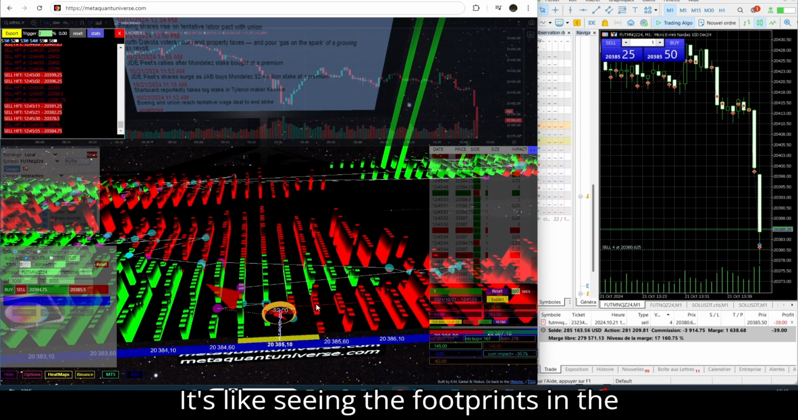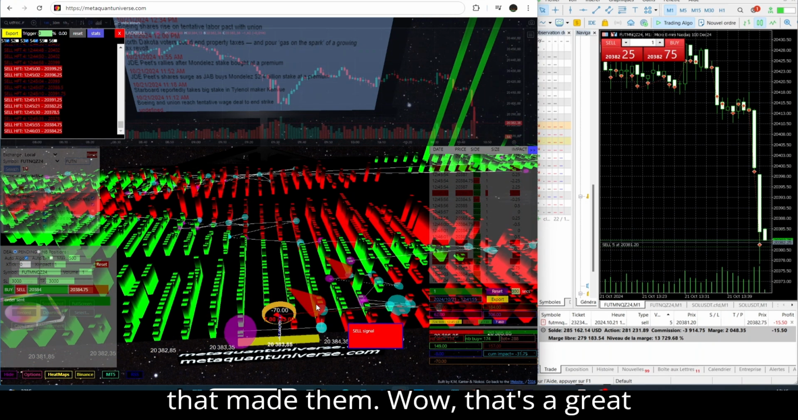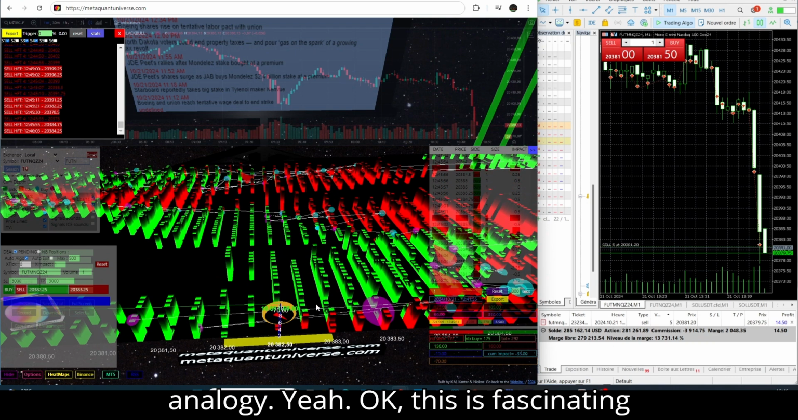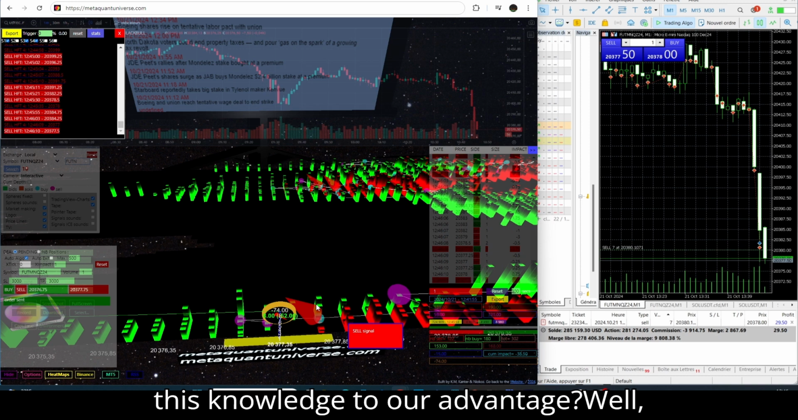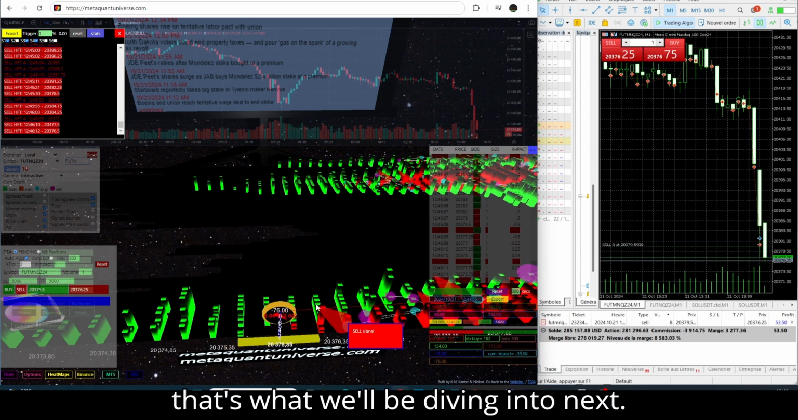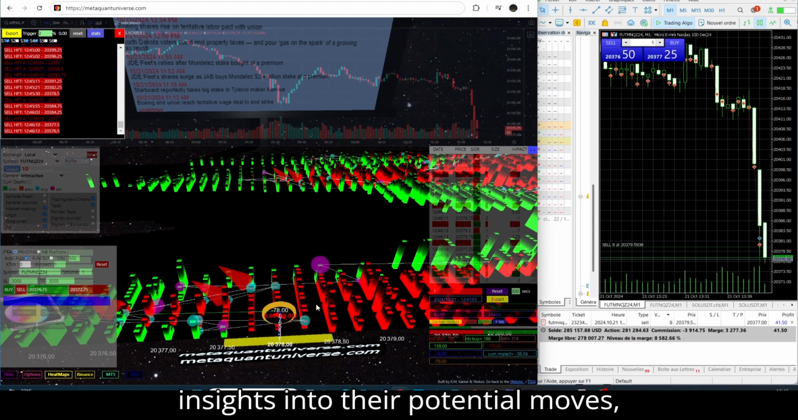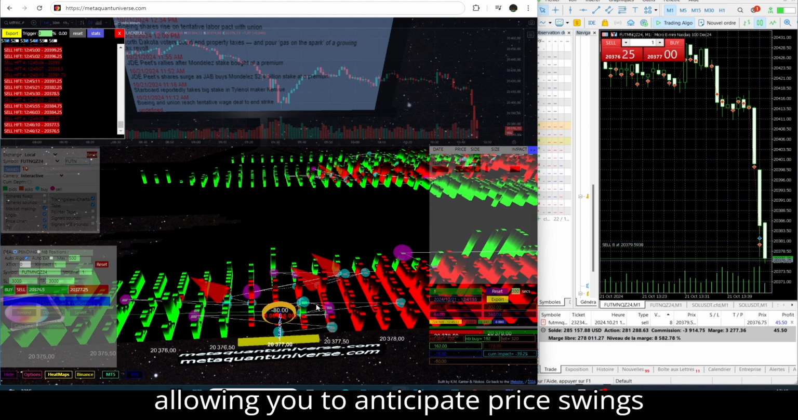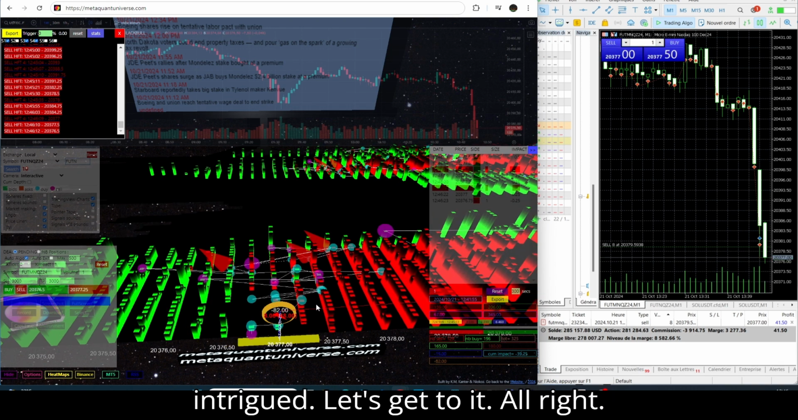Oh, it's like seeing the footprints in the sand, even if you didn't see the animal that made them. Wow, that's a great analogy. This is fascinating stuff. But how can we actually use this knowledge to our advantage? Well, that's what we'll be diving into next. Understanding how market makers manipulate prices can actually give you insights into their potential moves, allowing you to anticipate price swings and potentially profit from them. I am intrigued. Let's get to it.